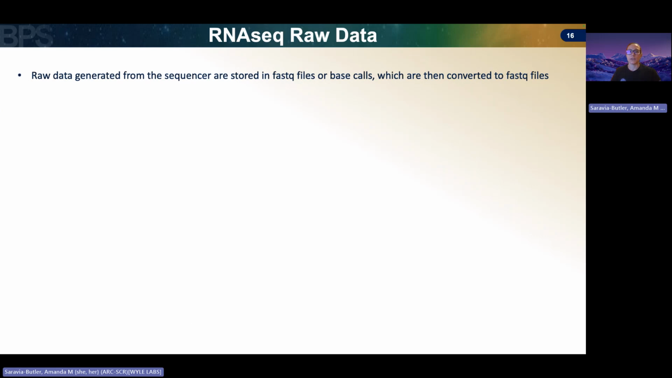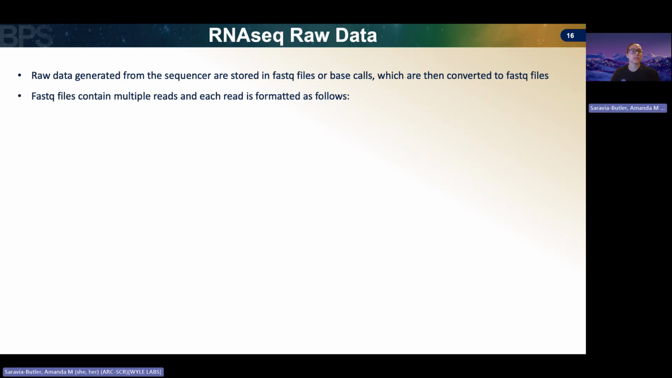And so raw data generated from the sequencer, as a reminder, are stored in what's called base call files, which are then converted to FASTQ files. So for the purpose of this module set, we're going to be starting with FASTQ files. And just a reminder, that conversion of base calls into FASTQ files will utilize that index read to be able to separate your samples, all the sequences from one sample, into separate FASTQ files. So you should have separate FASTQ files containing all the reads for each one of your samples.